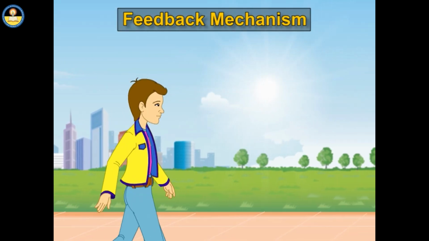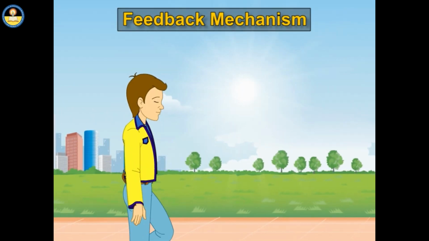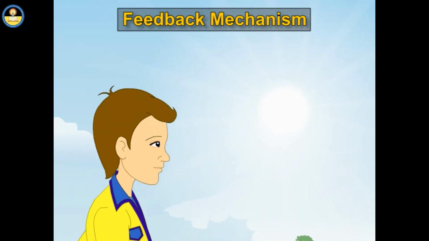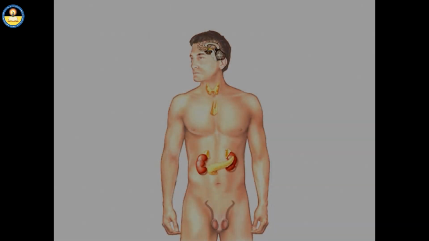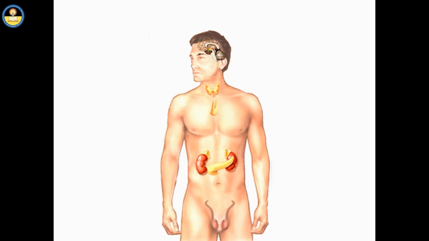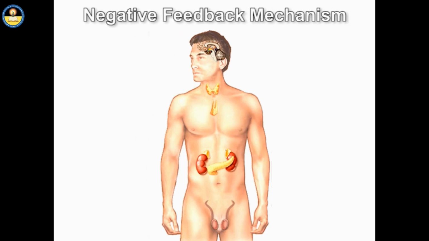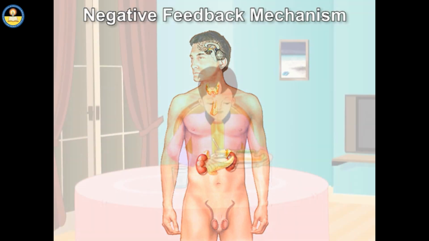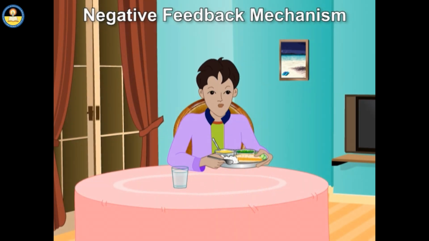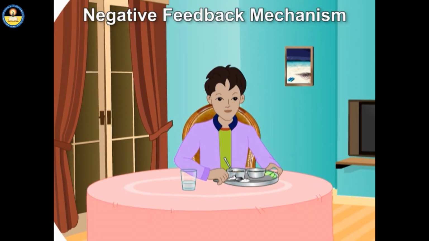Negative feedback mechanisms push a system back to its original natural position. For smooth working of most of the human systems, negative feedback mechanism is usually very helpful. The pancreas is an endocrine gland which produces hormones which regulate blood glucose levels. The control of blood glucose levels operates by a negative feedback mechanism.